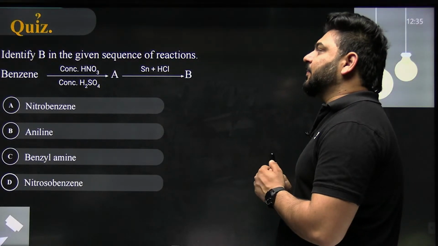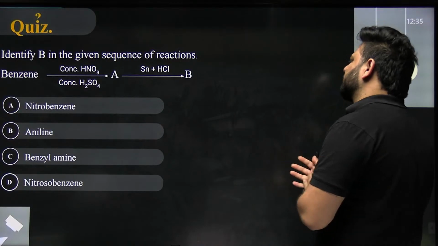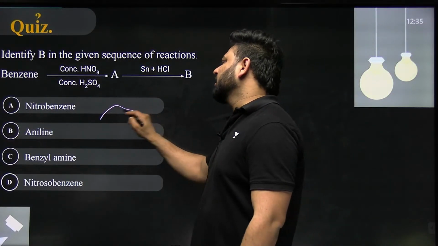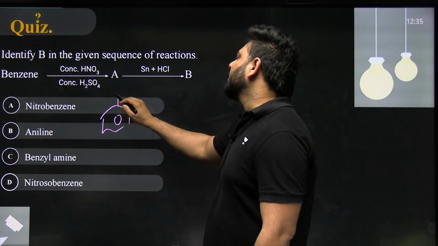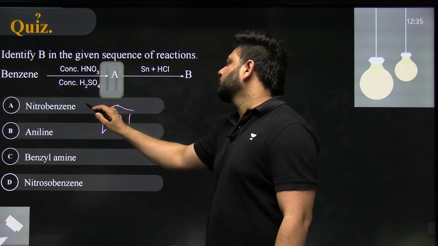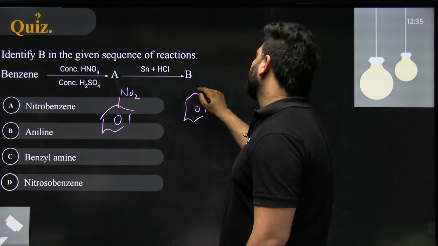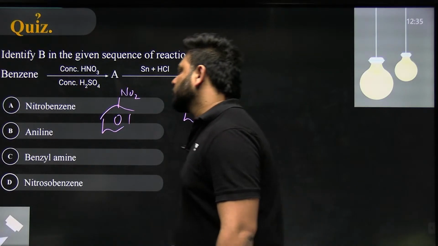Question is, identify the product of the sequence of reactions. We have benzene reacting with concentrated HNO3 and H2SO4. So it's nitration happening over there, and then the nitro compound reacts with metal and acid. We just have come across it. NO2 group will be there, and it will give you what? Simply aniline. Correct answer should be B.